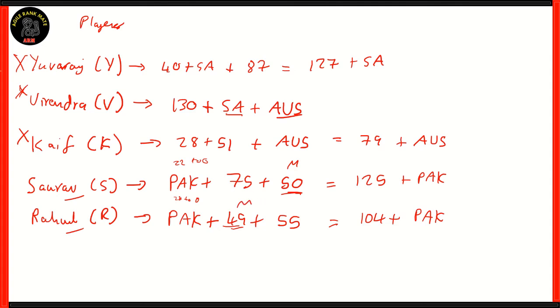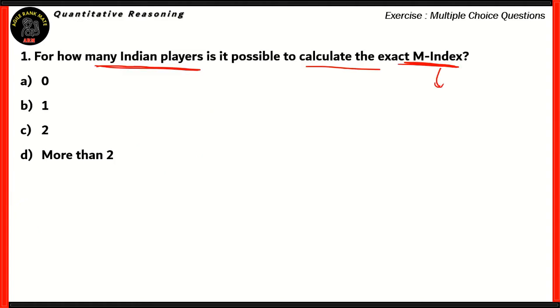As you can see, for both of these players, we can find out their middle index, even if we don't know the exact number of runs that they scored against Pakistan, because it is insignificant. So option C turns out to be the right option. The Indian players whose middle index can be calculated are Saurav and Rahul. Saurav has a middle index of 50, Rahul has a middle index of 49. So option C is the right option.